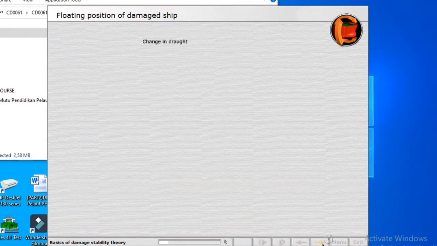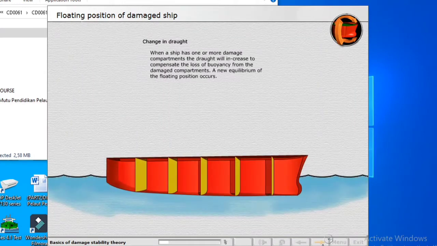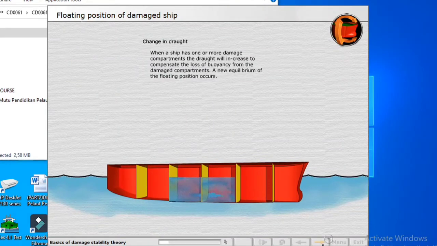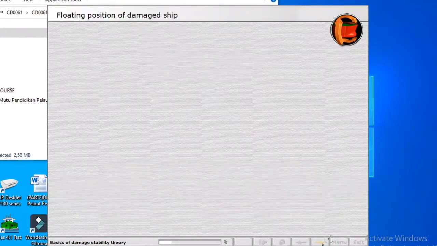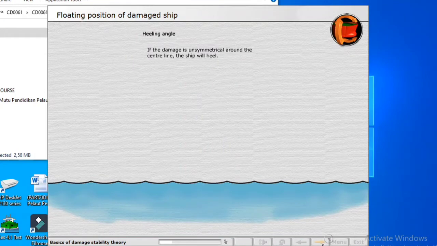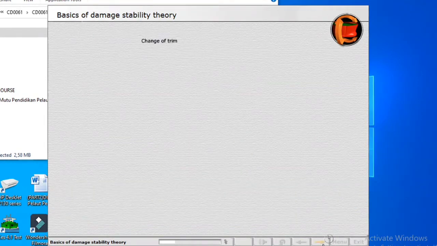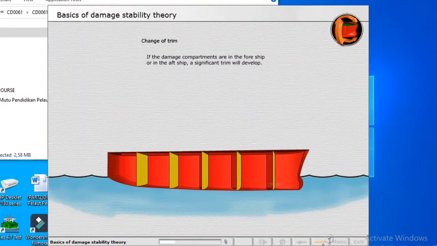Change in draft. When a ship has one or more damaged compartments, the draft will increase to compensate the loss of buoyancy from the damaged compartments. A new equilibrium of the floating position occurs. Heeling angle. If the damage is unsymmetrical around the center line, the ship will heel. Change of trim. If the damaged compartments are in the foreship or in the aft ship, a significant trim will develop.